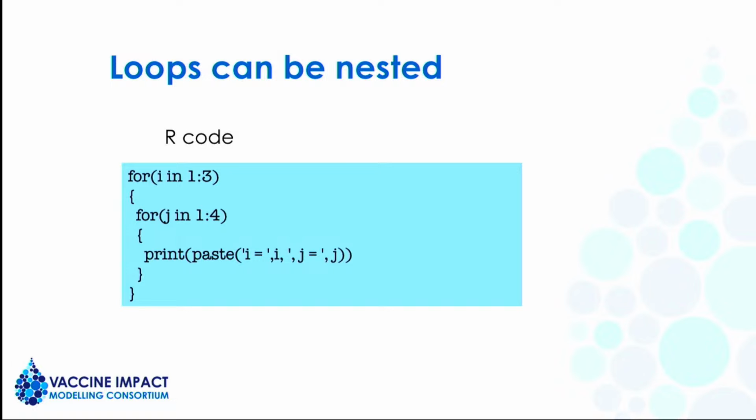So it starts by saying, I want a for loop. I want to go through the values of i in 1 to 3, and I want to do this bit of code. But every time I go around that first outer loop, I want to run an inner loop, which takes values j from 1 to 4, okay? And it's going to now print out the value of i and the value of j, okay?